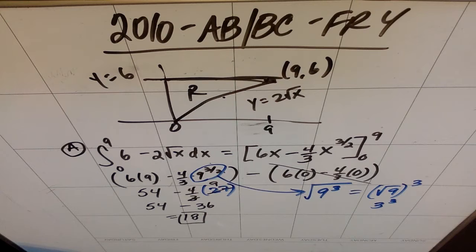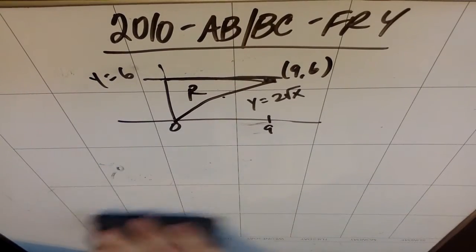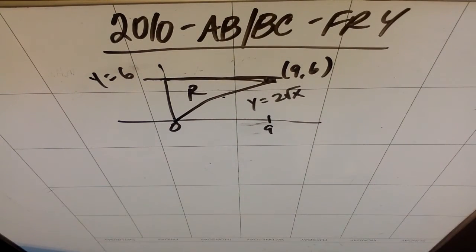Part B, write but do not evaluate an integral that gives the volume of the solid generated when R is rotated about the horizontal line y equals 7. So we are not evaluating, right? This is all about whether you set this up correctly.